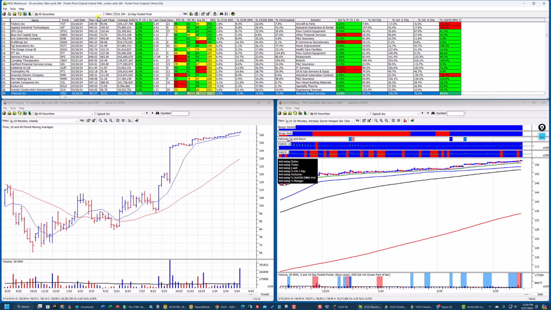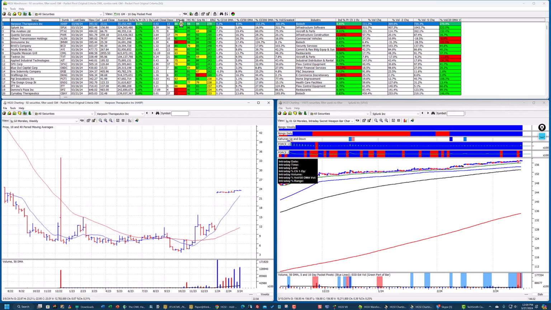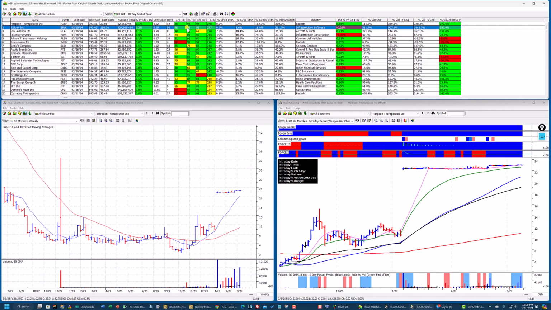Okay, let's see if I can find a high ERG stock. Harpoon Therapeutics. Don't know anything about it, but it's got a high RS and a high EPS, so it's another buyout. See that? It's bought out for a reason. Let's do another one.